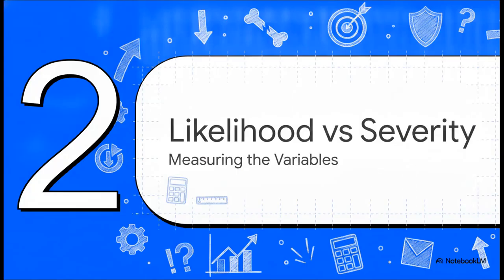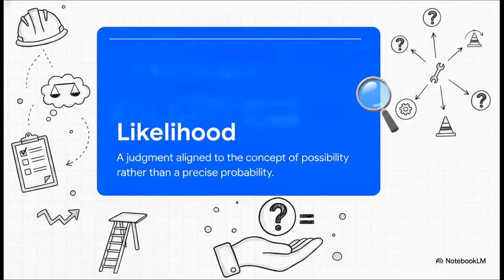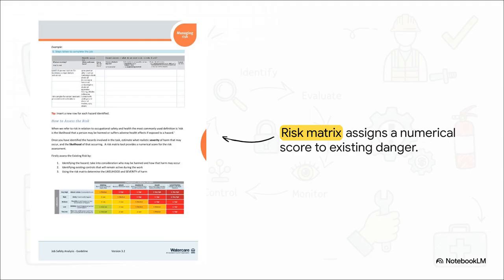Moving right along to section 2, likelihood versus severity. Let's start with likelihood. Now, you might think this is all about super complex algorithms, right? But actually, according to safety guidelines, likelihood isn't always some perfect, precise statistical probability. Rather, it's a really careful, balanced judgment. When safety experts weigh up all the relevant factors on a job site, they're really aligning their assessment to the concept of possibility. And we map that possibility using what's called a risk matrix.